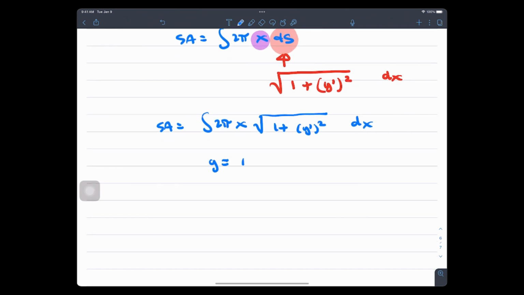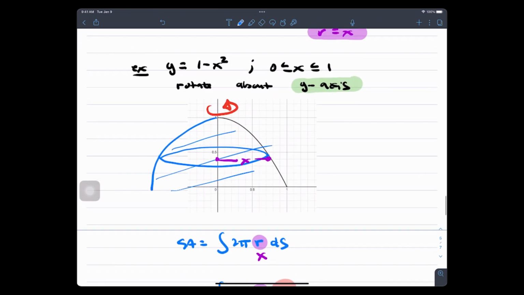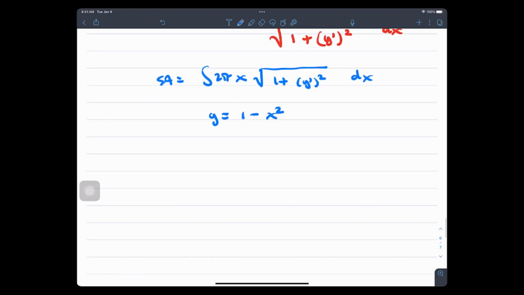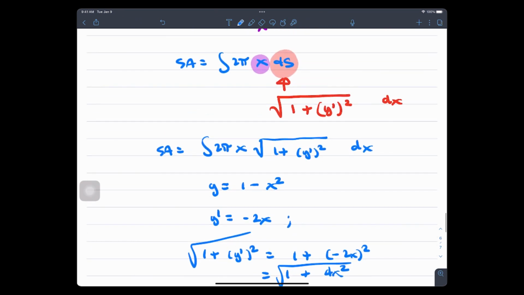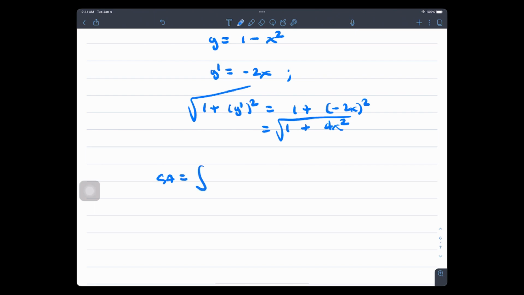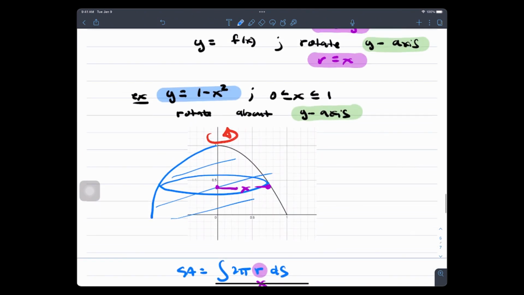So remember, what is y here? Y is that 1 minus x squared. Okay? You guys see that there? That means y prime is minus 2x. So then 1 plus y prime squared, what does that become? 1 plus minus 2x squared, which is 1 plus 4x squared. But don't forget, you have to have the square root. Okay? So that goes right in here. That's going to be your 1 plus what? 4x squared, and this will be dx. Okay, you guys okay with that? So here's your surface area: 2 pi x square root of 1 plus 4x squared, and then that's going to be our dx. Now, what does that x go from? 0 to what? 0 to 1.